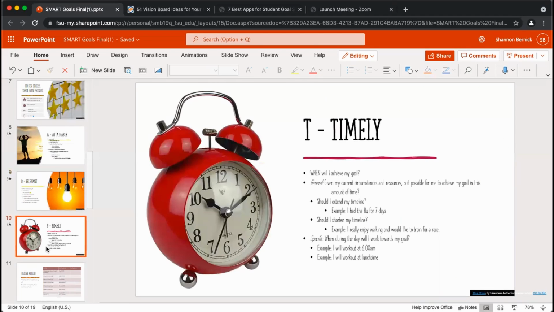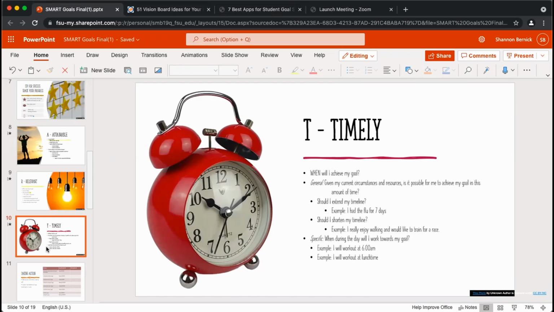Finally, the T stands for timely or time bound. And this refers to, when will I achieve my goal? So, as a general statement, you might say, given my current circumstances and resources, is it possible for me to achieve my goal in this amount of time? You can consider extending my timeline. So, for example, I had the flu for 7 days. That probably means that I'm not going to increase my run by a mile this week.